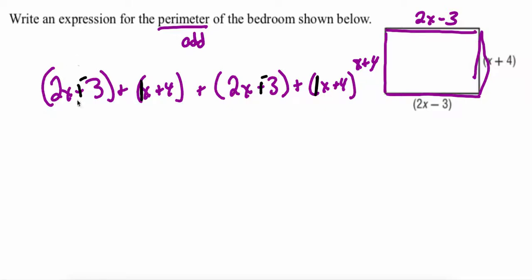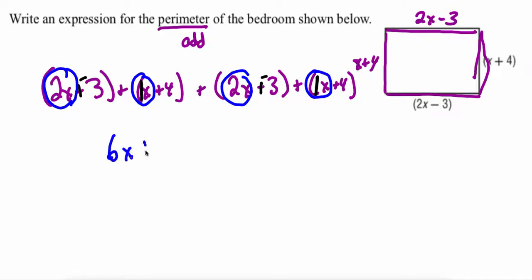So whenever you write an expression, we always want to put it in simplest form, meaning we've condensed it down or combined together as much as we can. So I have 2x plus 1x plus 2x plus 1x. So I'm adding those together. 2 plus 1 plus 2 plus 1 is 6x.